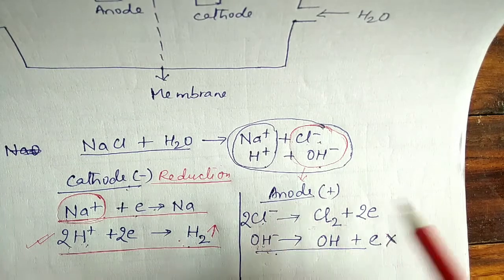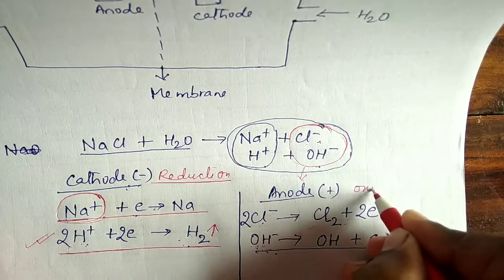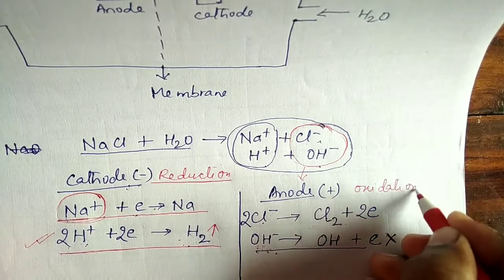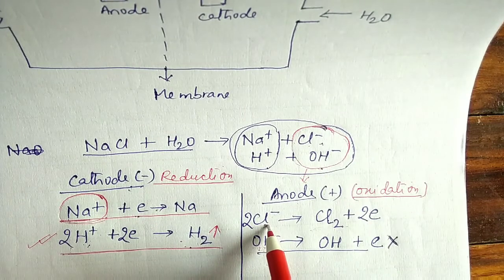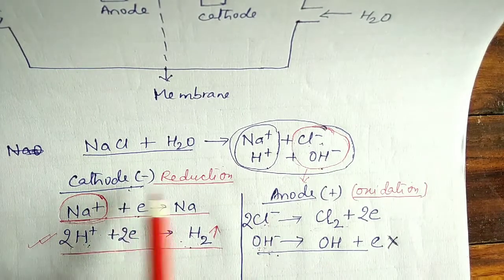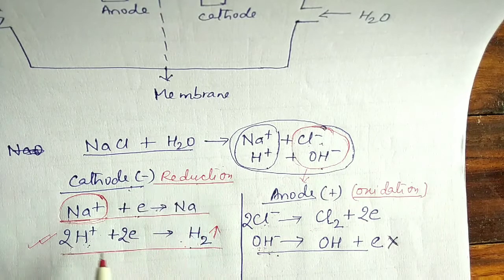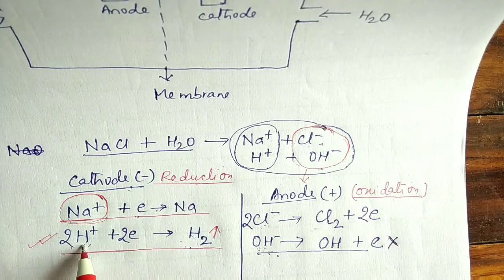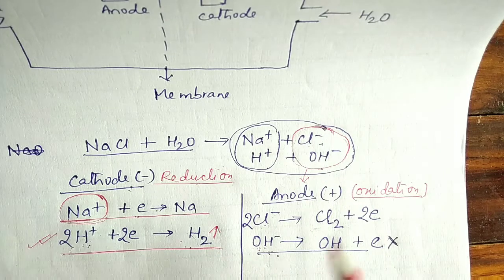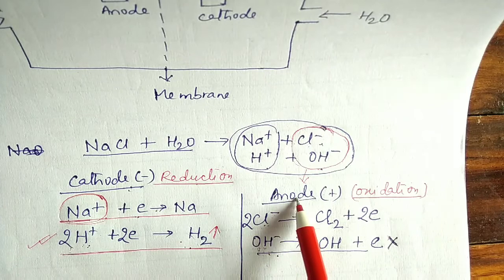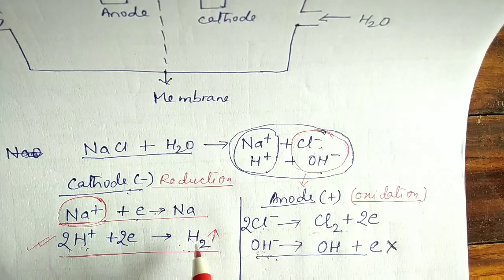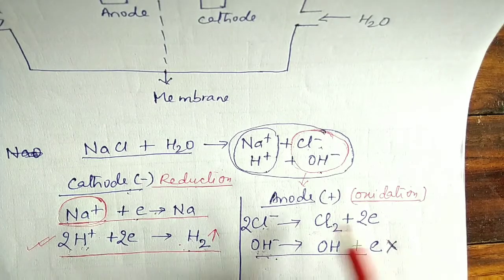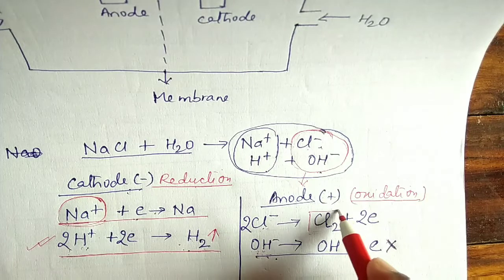So what process is taking place at the anode? Oxidation. Oxidation is taking place at the anode, and whose oxidation? Chloride ions' oxidation. On the cathode, what is happening? Reduction is taking place. Whose reduction? Hydrogen ions' reduction. So the winners are hydrogen ion at the cathode and chloride ion at the anode. So the two products we have got: on the cathode, hydrogen gas formation, and on the anode, chlorine gas formation.